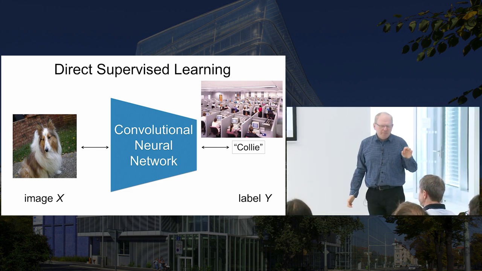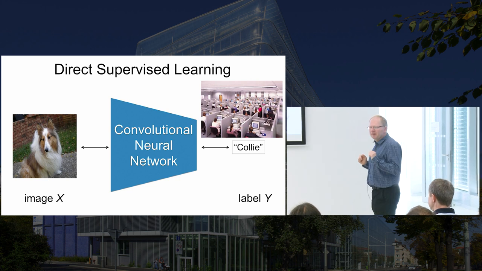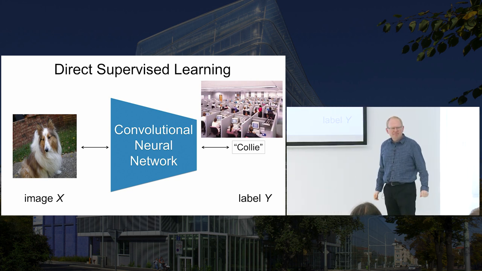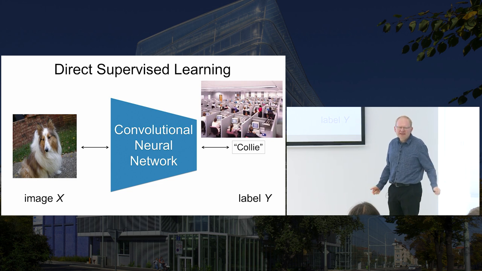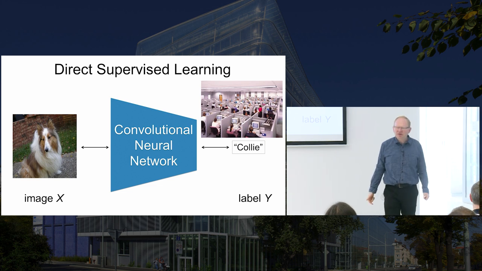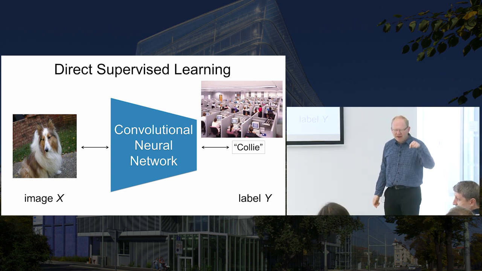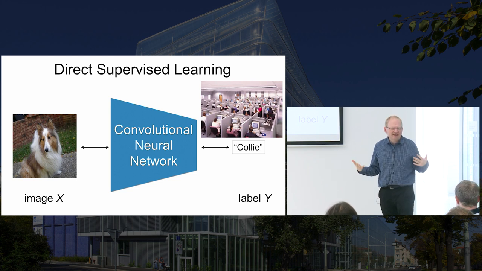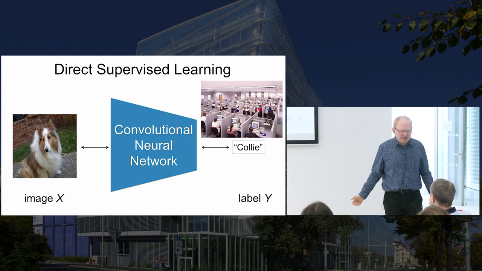But there are some problems with this beautiful story that I will mention. One obvious problem is that this labeling bit is very expensive. Millions of images don't come cheap. You have to have people actually label them, and for every new problem, you need to label more images. So that's a problem of cost.